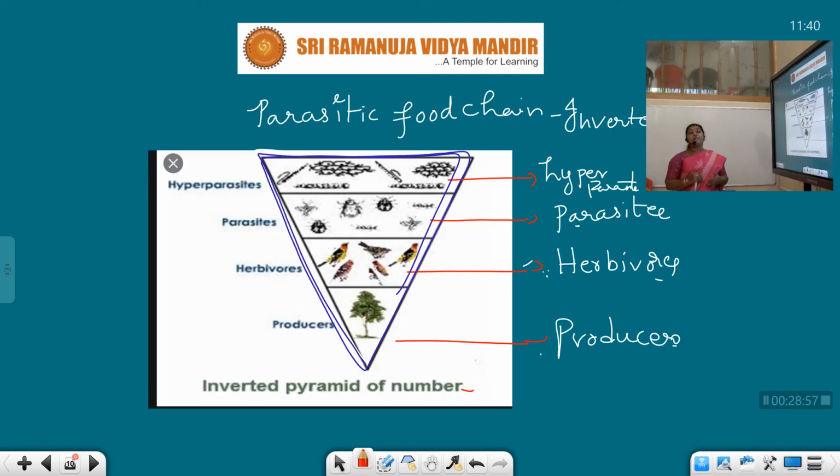Parasitic food chain, it is inverted. See students, the pyramid is inverted. Producers are at the apex of the pyramid, whereas hyperparasites are at the base of the pyramid. It is inverted. See, producers, herbivores, parasites and hyperparasites.